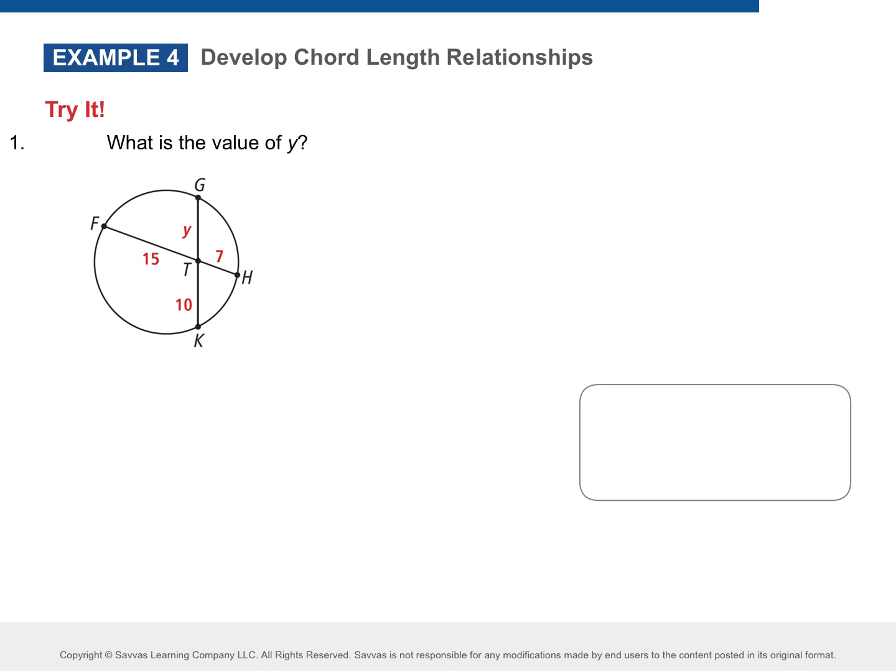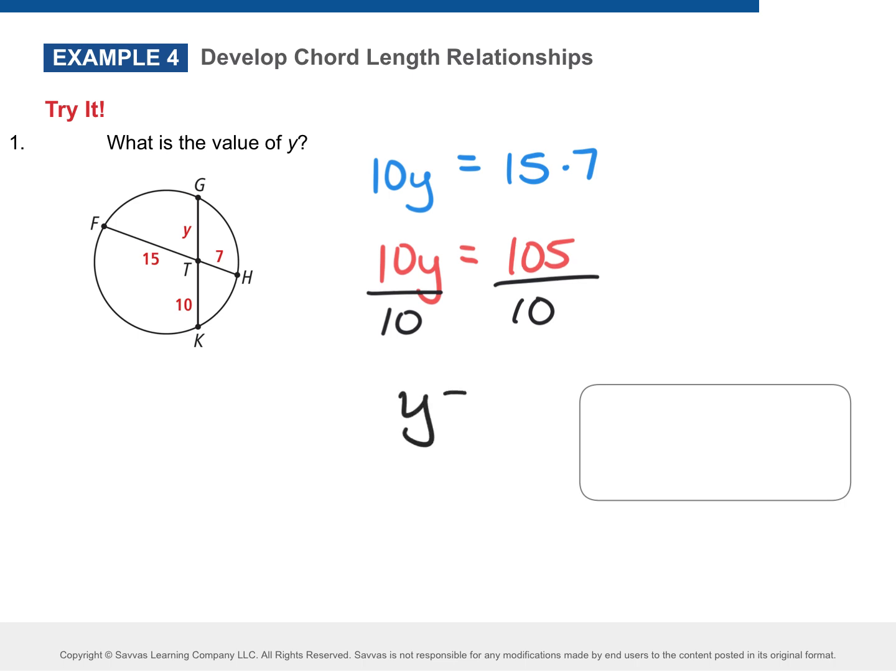So on this one here, we have 2 chords. Remember, we think of them as in parts. So what's this chord made up of, GK? Y and 10. So we take 10 times y. Set that equal to, what are the other chord's parts? 15 and 7. So I take 15 times 7. So what is 15 times 7? 105. Last up, divide by 10. Y equals 10.5.